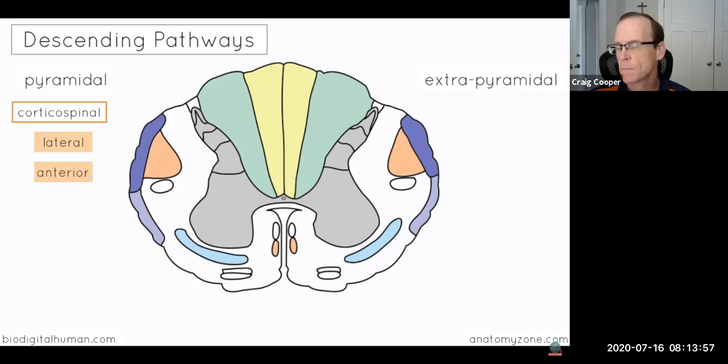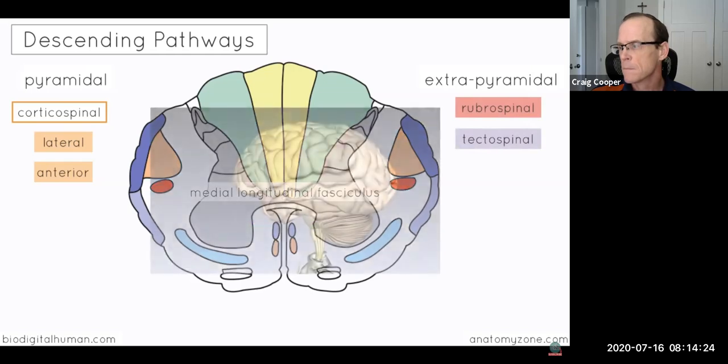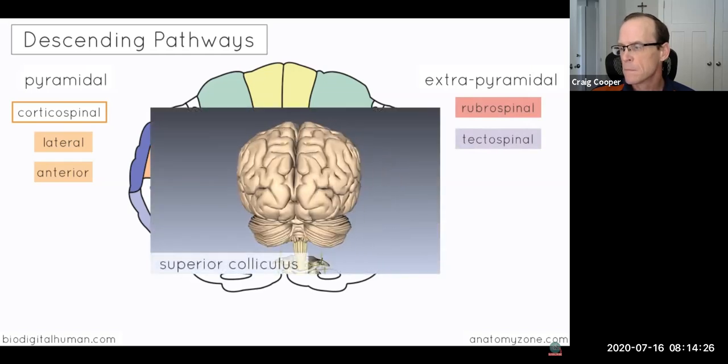So just to cover some of the extrapyramidal tracts, you've got the rubrospinal tract, which I've highlighted in red. This originates in the red nucleus of the midbrain tegmentum and is responsible for limb flexors. And then you've got the tectospinal tract, which I've highlighted in light purple here. It's seen here kind of intermingled with the medial longitudinal fasciculus. But the tectospinal tract originates from the superior colliculus of the midbrain.